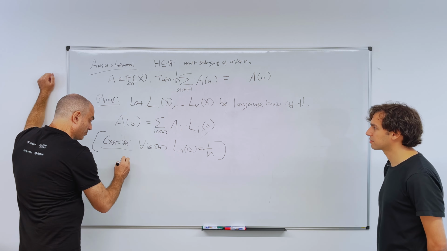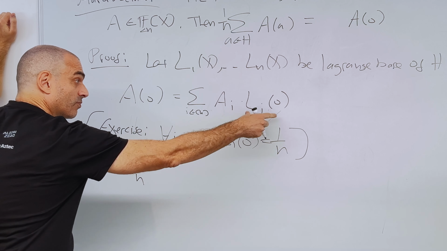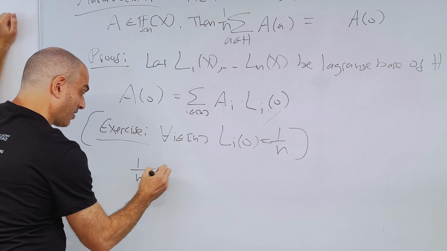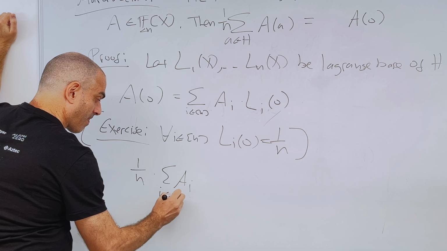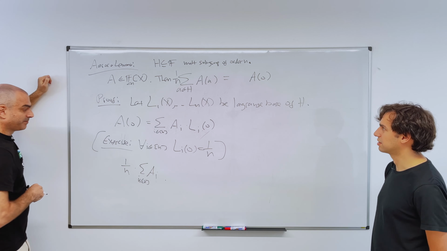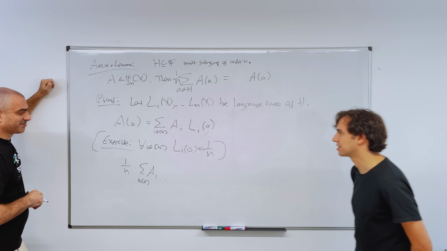It simply becomes 1 over n, which we can take out, times the sum of ai. And so we've recovered what we wanted to prove.